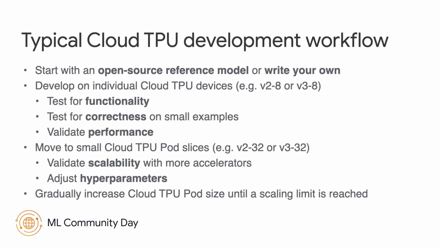Next, you would use a single TPU device to test for functionality and correctness of your code and validate your desired performance metrics. Once you have this model ready, you can start by moving to a larger TPU pod slice, say a V3-32, by verifying that your hyperparameters are still good for larger scale training and to ensure that you can obtain linear or close to linear scalability. Depending on your model and your desired performance targets, you can then increase the slice size to a full pod or to the limit that your model allows.